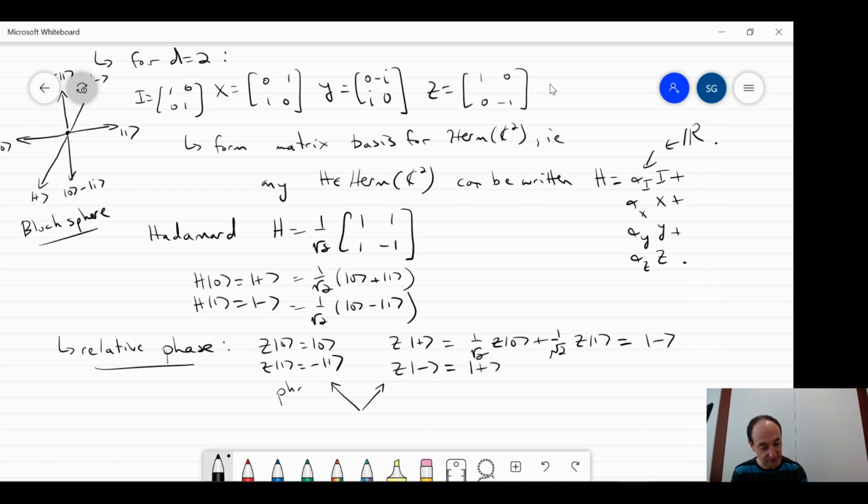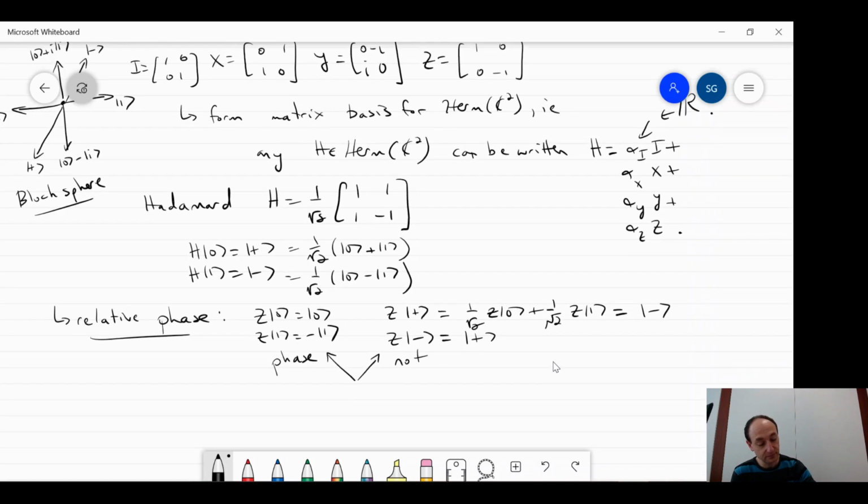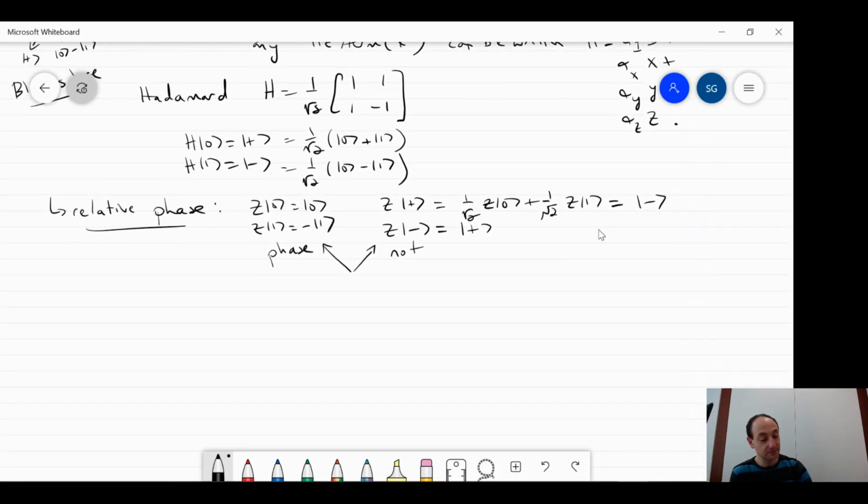There are two things I really want to say here. With respect to the plus-minus basis, the Z operator acts like a NOT gate, right? It takes plus to minus and minus back to plus. So the way we interpret these gates is really basis dependent. It depends on what basis you're acting on.